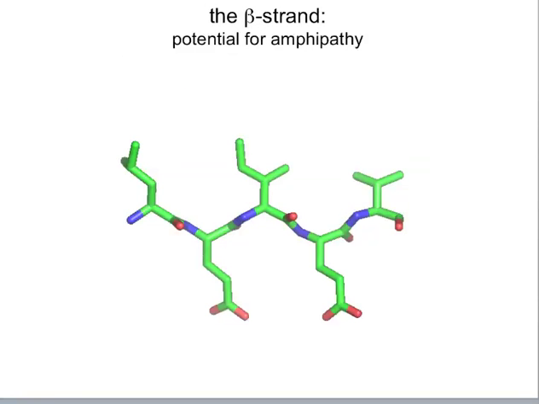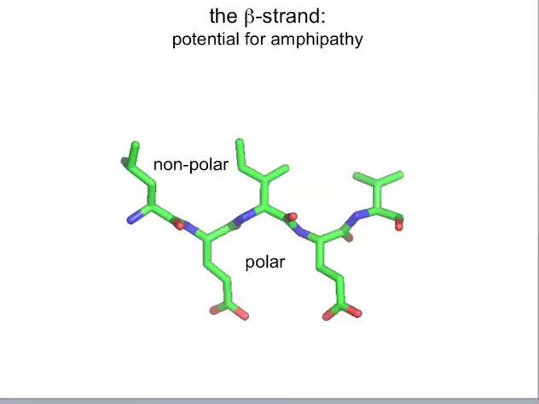Here's another picture where we think about the possibility of amphipathy. Here's an extended structure, and now what we've done is orient this such that the peptide bond is completely at 90 degrees to the plane of the page, and then we'll see that the side chains flip into the plane of the page, and we see that the nonpolar side chains of this particular sequence are on one side, and the polar side chains are on the other side. This would be what amino acid? This would be what amino acid?